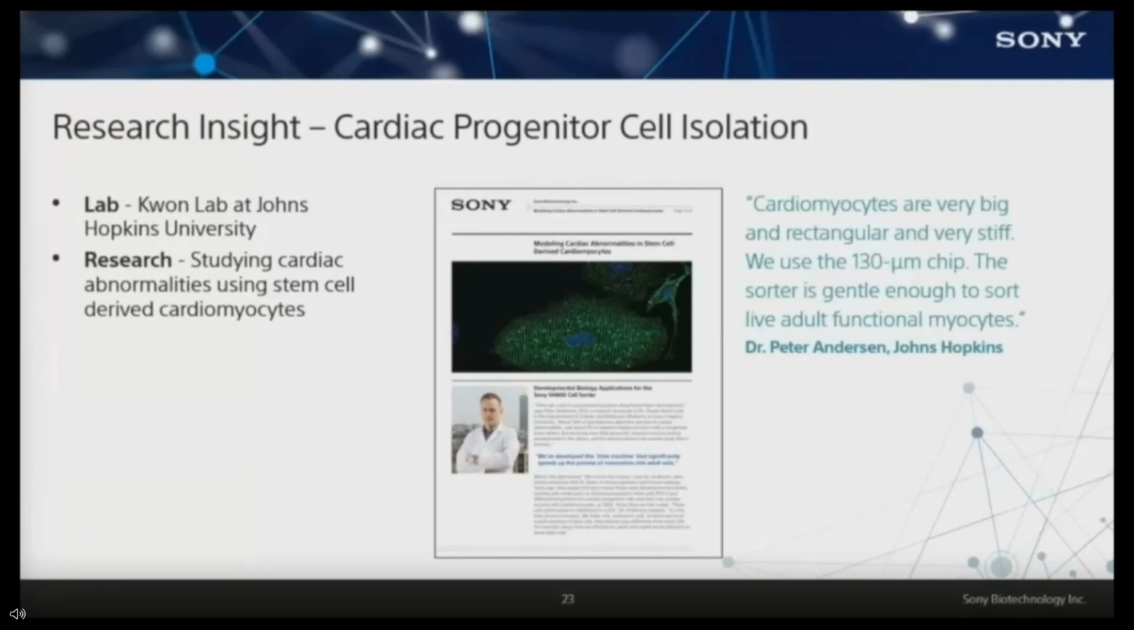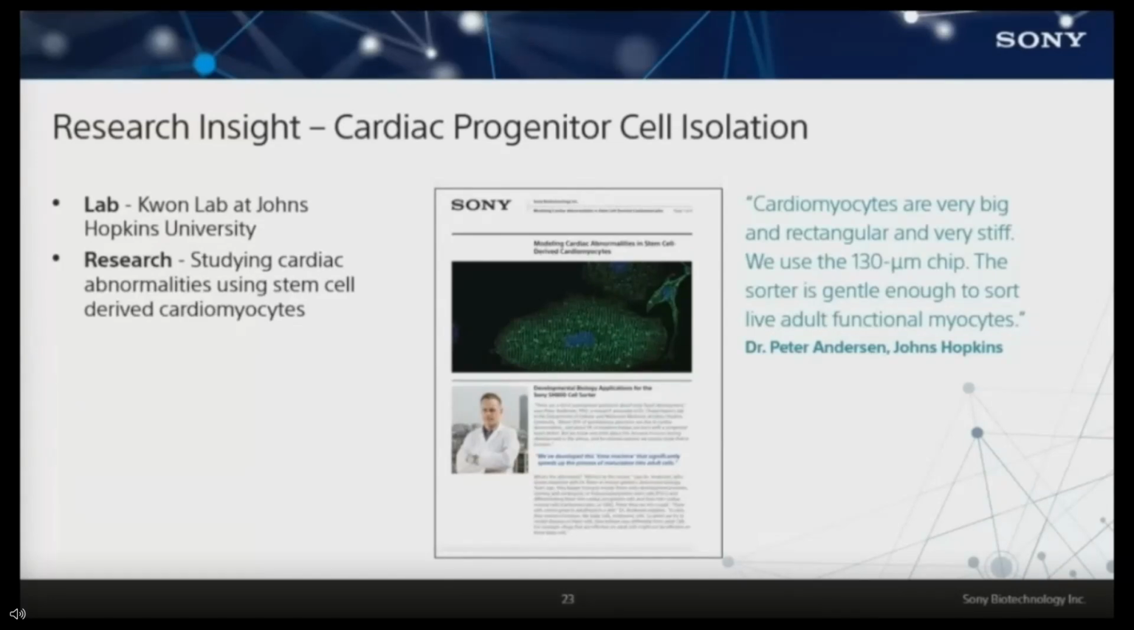The Quantum Lab at Johns Hopkins University uses the SH800. They use it to study cardiac abnormalities, again, targeting stem cells that are derived from cardiomyocytes. As you may know, some cells are not the easiest to sort or to work with. And cardiomyocytes are no different. They happen to be somewhat large, a little rectangular. There's some branching, right?